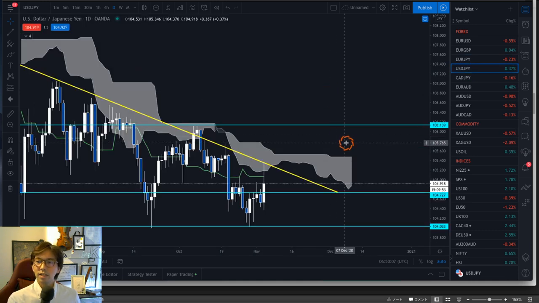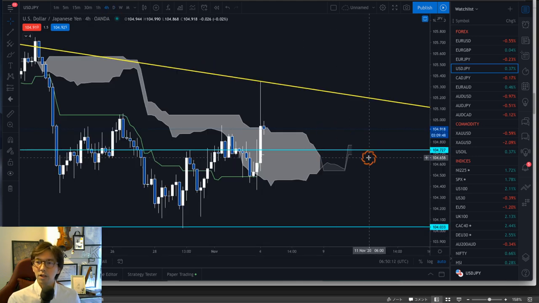And at a glance, daily chart, it's flat, Kumo flat, Kijun Sen flat. And 4-hour chart, this is also flat. Price is in the Kumo now also, so I don't look for any buy or sell chance.